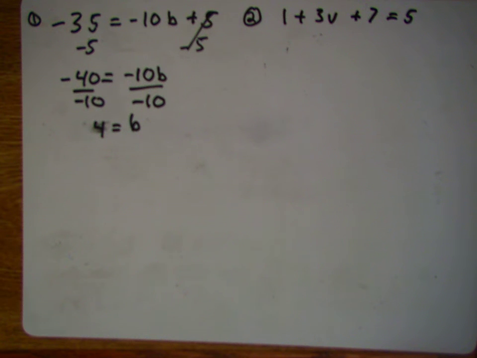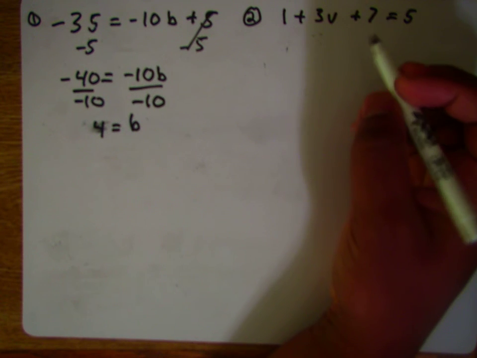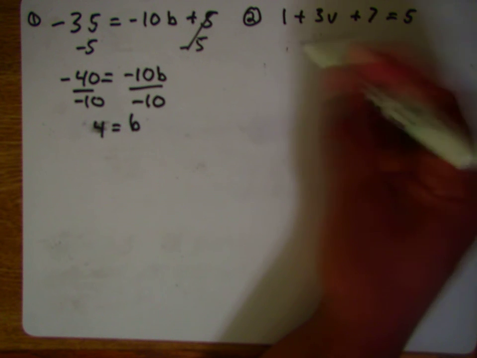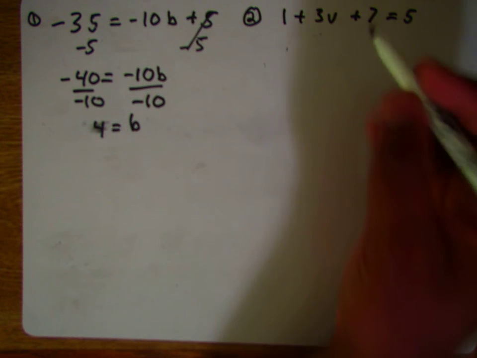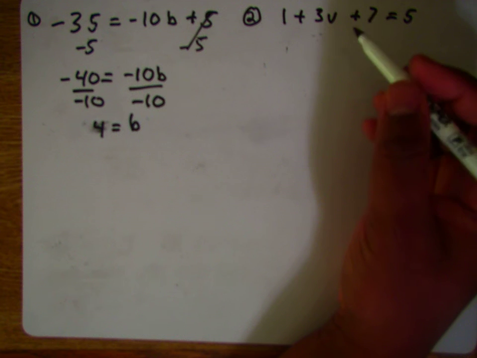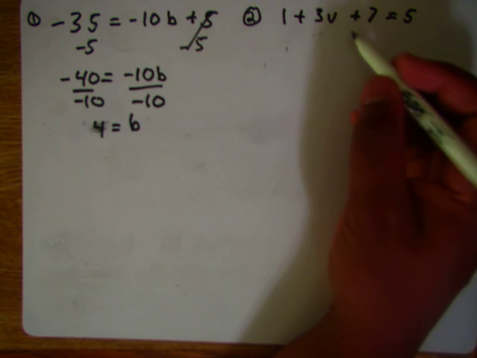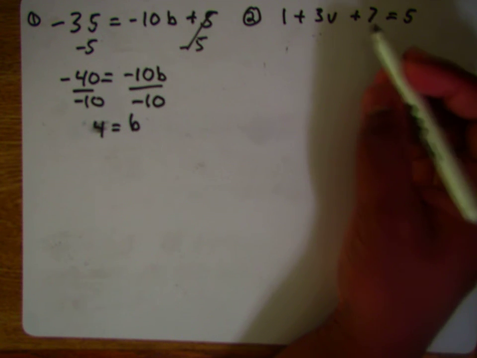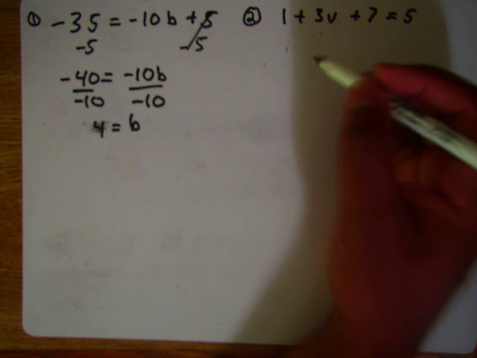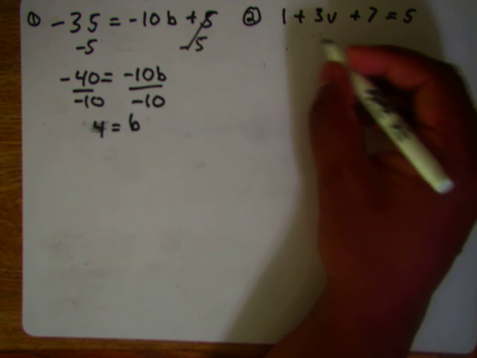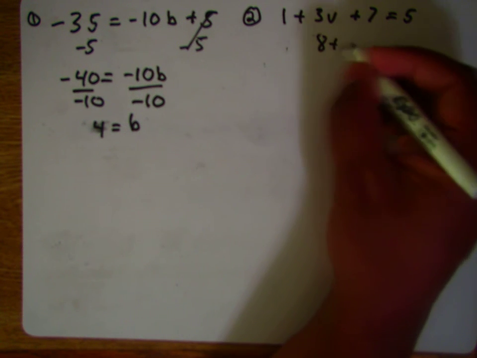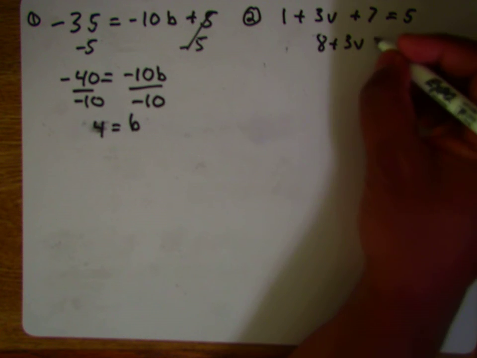Let's take a look at our next example. On this one, we'll have some like terms on the same side of the equal sign. Remember, like terms could be either constants or numbers multiplied by a variable here. So we're going to go ahead and add like terms here, 1 and 7, which would be 8. So we have 8 plus 3v is equal to 5.